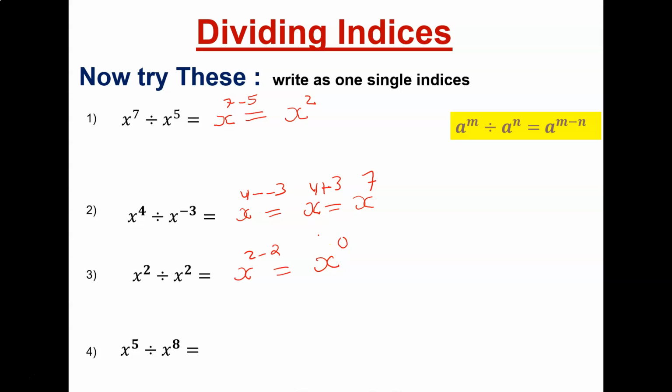We'll see what x power of 0 stands for. Here we go, x power of 5 take away 8. And that gives you x power of minus 3. Negative powers. Again, we'll see in one of our lessons what negative powers are. So this is how you use the division rule. This is the division rule: a power of m divided by a power of n equals a^(m minus n). And we apply.